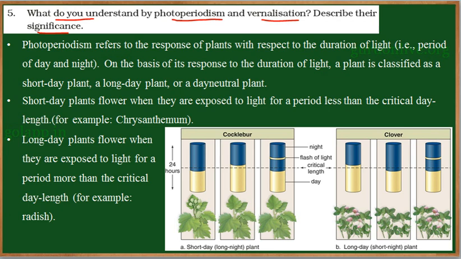We all know that flowers are the reproductive organs of plants, and all the plants do not flower at the same time. They respond to the sunlight. There are certain plants, based on their response to the duration of light to which they are exposed, they flower. This phenomenon is called photoperiodism.